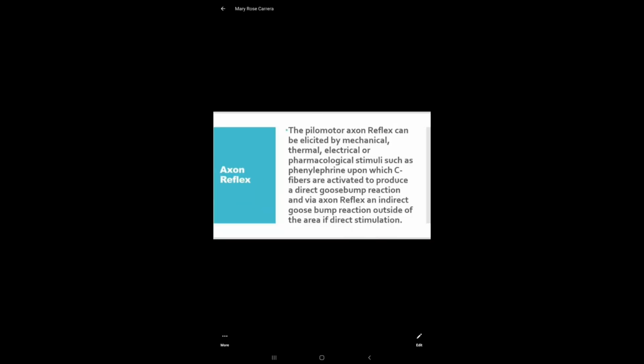Axon reflex. A pilomotor axon reflex can be initiated by mechanical, thermal, electrical, or pharmacological stimuli such as phenylephrine, upon which C fibers are activated to produce a direct goosebump reaction, and via axon reflex, an indirect goosebump reaction outside of the area of direct stimulation.